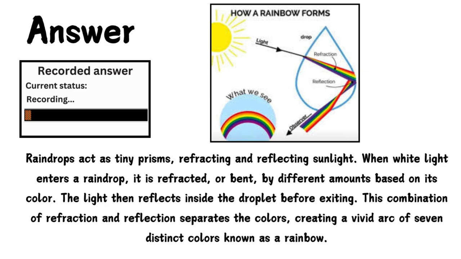Raindrops act as tiny prisms, refracting and reflecting sunlight. When white light enters a raindrop, it is refracted, or bent, by different amounts based on its color. The light then reflects inside the droplet before exiting. This combination of refraction and reflection separates the colors, creating a vivid arc of 7 distinct colors, known as a rainbow.